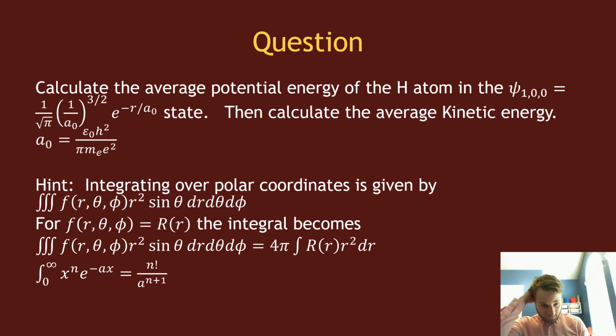All right, so the next example here is calculating the average potential energy of the hydrogen atom in, again, that ground state wave function, and the average kinetic energy. Again, we're going to use the hints here to simplify the integral over polar coordinates to just a simple integral over r. And we're going to use what we'd done last time.